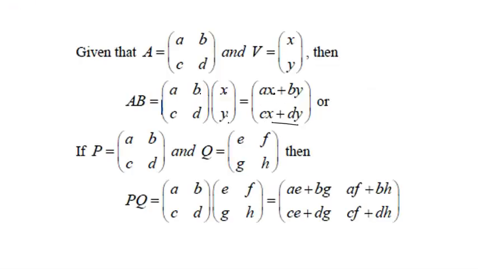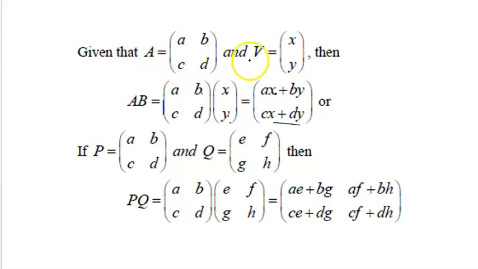Let's do some illustrations here. I have this matrix A with the entries a, b, c, d, and then matrix B with the entries x, y. We want to multiply. So first, let's check whether A and B are conformable. How many columns do we have here? 1, 2. And how many rows here? 1, 2. So it means that we can multiply. And this is how we multiply.